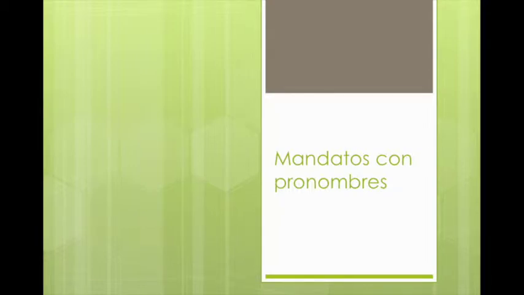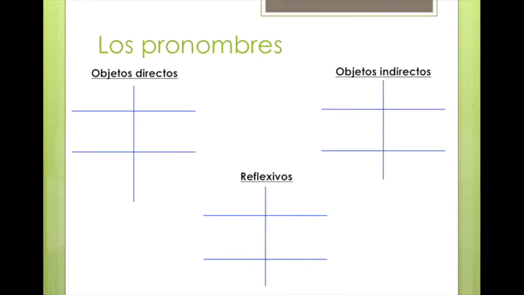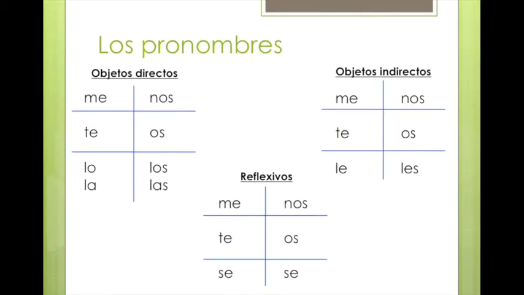Now that we've covered pronouns, direct and indirect, and double object, we have to remember that there also are reflexive verbs. So you have direct on the top left, indirect on the top right, and then reflexive. Those are actions that you do to yourself. Like I shower myself, you shower yourself, he, she showers herself. Me ducho, te duchas, se duchan.